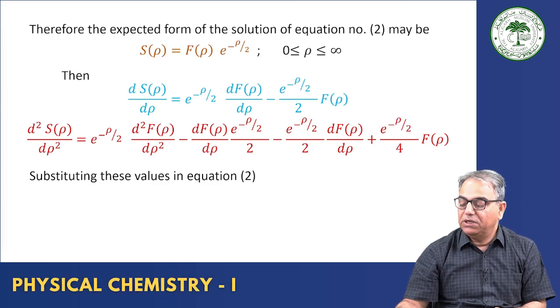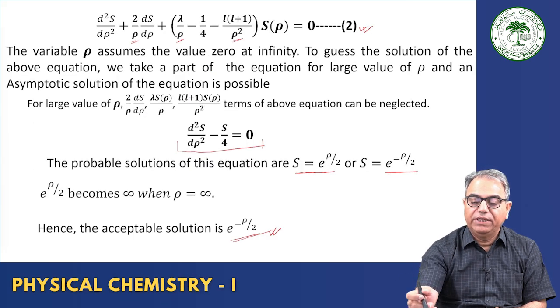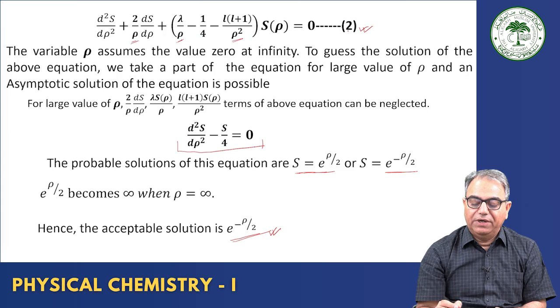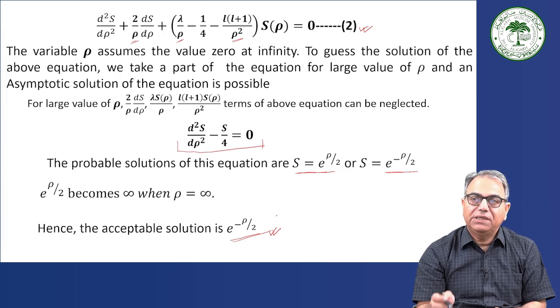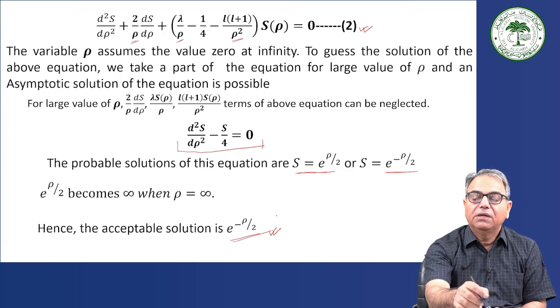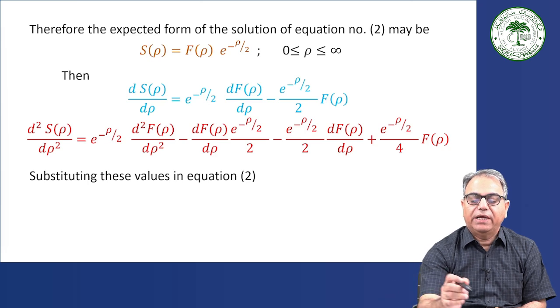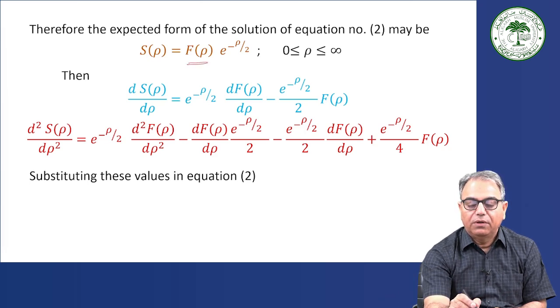So, for the solution of equation number 2, which we are doing here, we have omitted many terms: 2 divided by rho ds by d rho, lambda divided by rho, and L into L plus 1 divided by rho square. So any solution of equation number 2 will have this exponential minus rho divided by 2 plus some additional term, because that will account for all the neglected terms. So, we say that the solution has another term, f rho, an additional term.